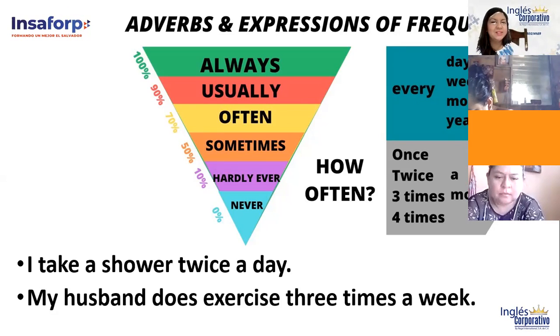Okay, Byron says, I always eat breakfast, I usually in supermarket. What does it mean, ING? My father often drives. No olviden, don't forget to add the S to the verb in the third person singular. My sister sometimes eats pizza. I hardly ever play baseball. I never drink beer. That's good for you, Byron. Never drink beers. It's too expensive and not good for your health.